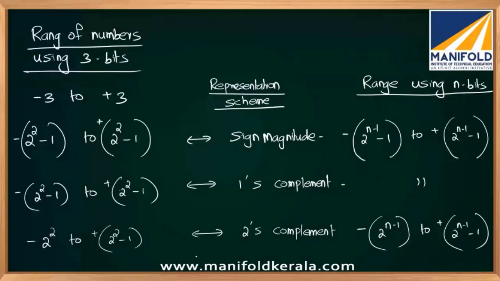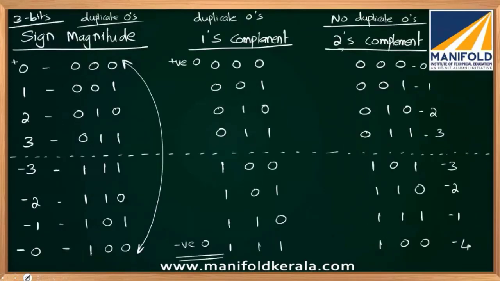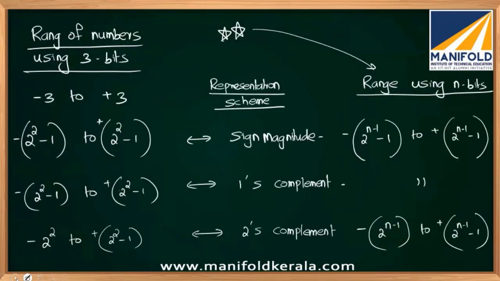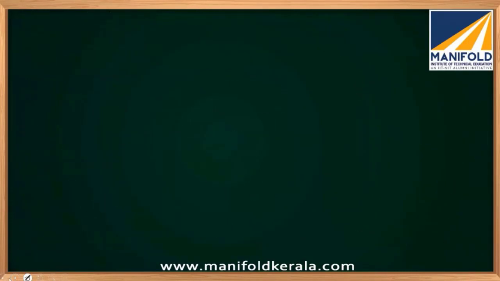Okay. Fine. So this will be the range of numbers in different formats. You have to remember this one. Remember this particular range, the range of numbers in different representation schemes. And also remember the encoding and decoding of the two's complement representation, one's complement representation, etc. Okay, so I think it is clear. It's clear for everyone, right?